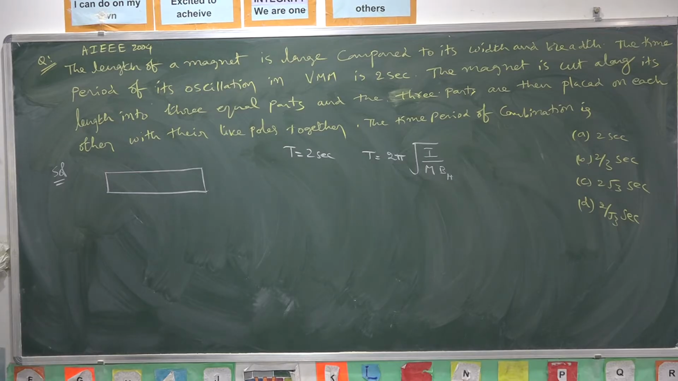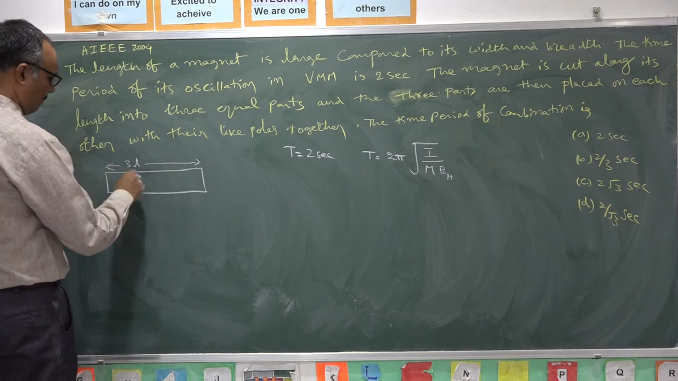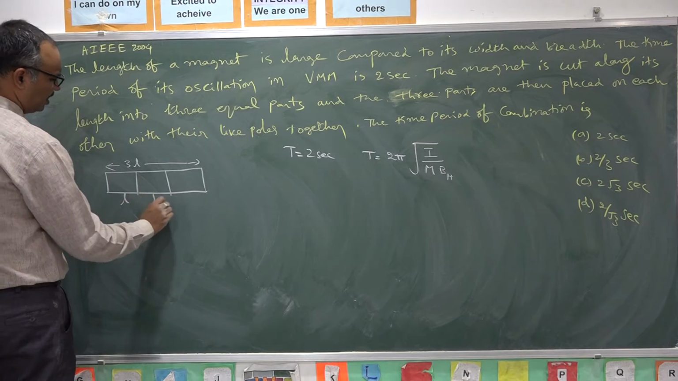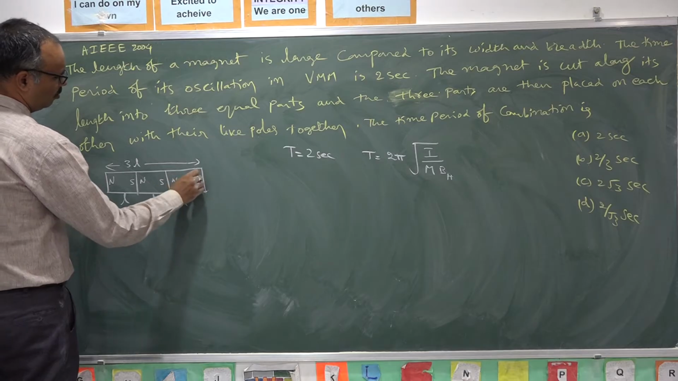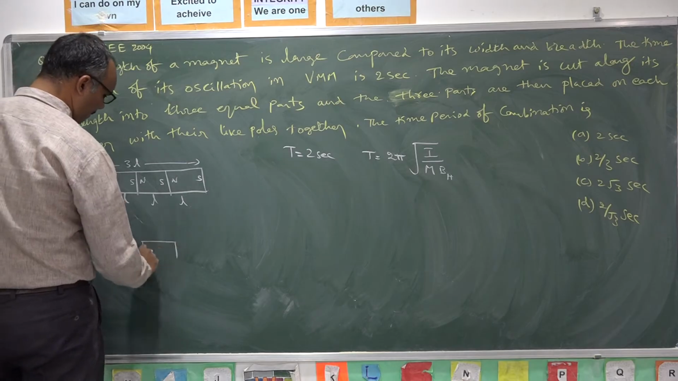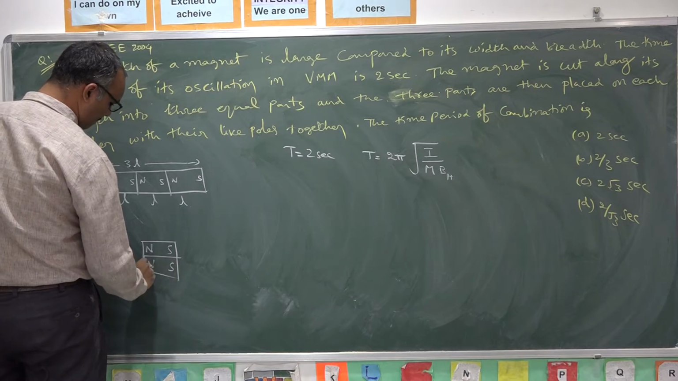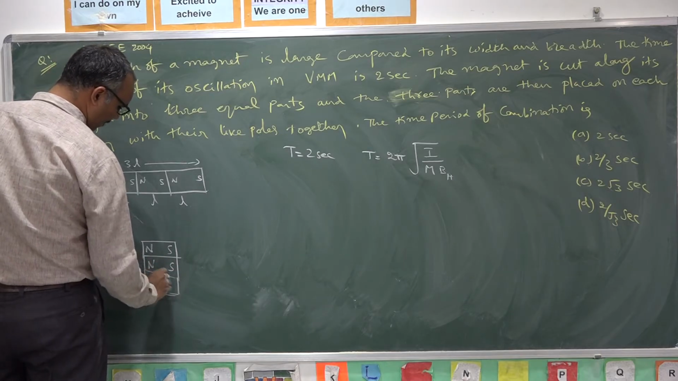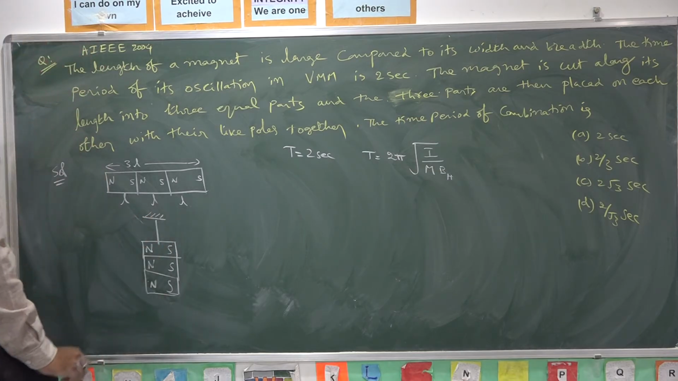Though the magnet is cut along its length into 3 equal parts. Suppose the total length of the magnet is 3L. When you cut it into 3 pieces, each piece has length L. Again, you will have north pole, south pole, north pole, south pole, north pole, south pole, like this. We arranged the 3 magnets in such a way that north, south, north, south, north, south, like this, from a rigid support, and we made this setup oscillate.